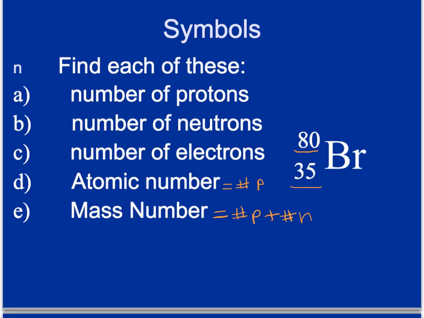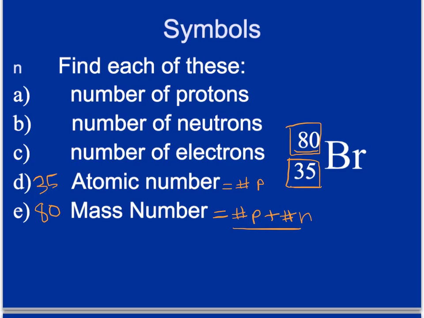Just on the last slide we said that one of these numbers had to be the mass number and one had to be the atomic number. If the atomic number is only including the number of protons, it's going to be a smaller number than the mass number. So I'm going to say that this is the atomic number, 35. And then the mass number, this one's bigger, I'm going to say is 80.